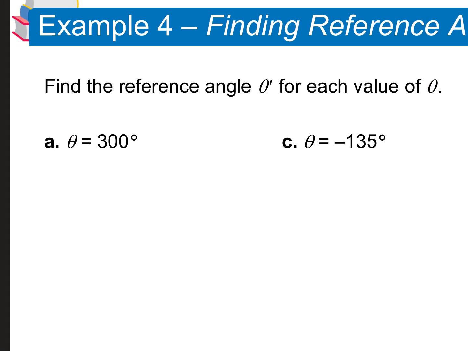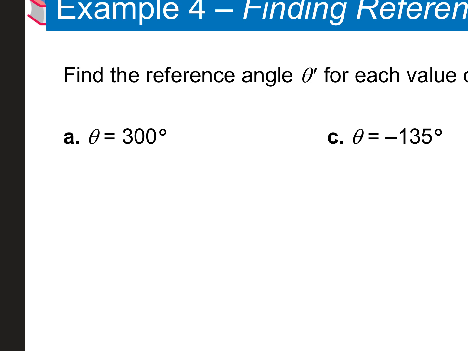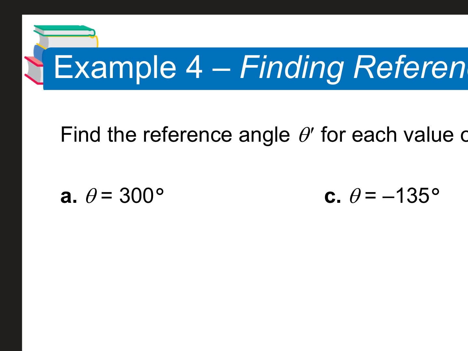So let's look here. If I have the example of 300, well, first of all, we need to figure out where 300 is. So I'm going to draw my angle of 300 degrees. 0, 90, 180, 270, and then we're back at 360. So our angle starts right here at my x-axis. It goes all the way over here into quadrant 4. So I'm looking for the measure of this angle right here. This is my reference angle.